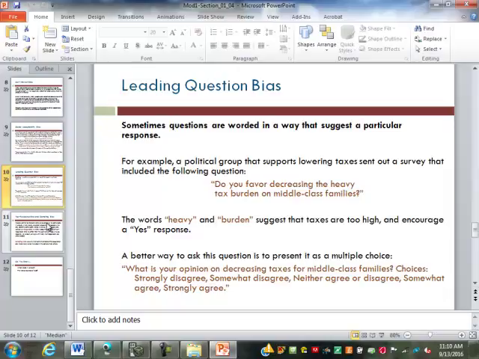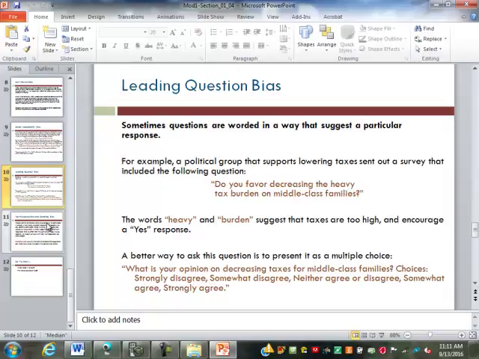But if you word it as, do you favor decreasing the heavy tax burden on middle-class families? Well, a good share of the people are going to say yes, because burdening middle-class families is not good. So if we can decrease that, yeah, let's do that. And if it says it's heavy, it's already heavy, so they must be struggling. So let's make it easier by decreasing that burden.